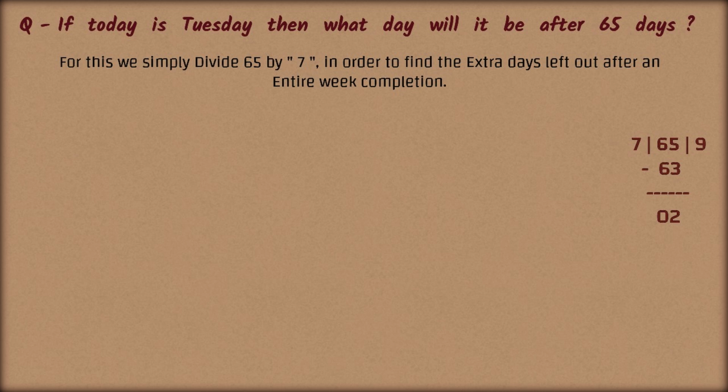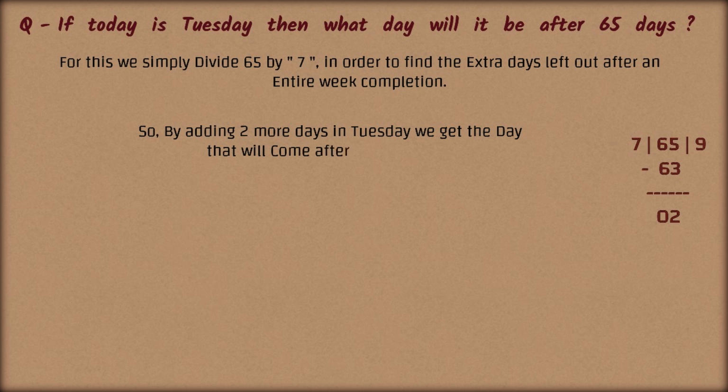Notice how we are interested only in the remainders in these sums, because those are the ones that decide the days. And here, by adding 2 days after Tuesday, we get that after 65 days, the day will be Thursday. And these are the very simplest types of questions that we just encountered and are absolutely scoring. So now, after taking a look at these two examples, let's start with a new type of calendar based questions and learn some quick tips to tackle those.